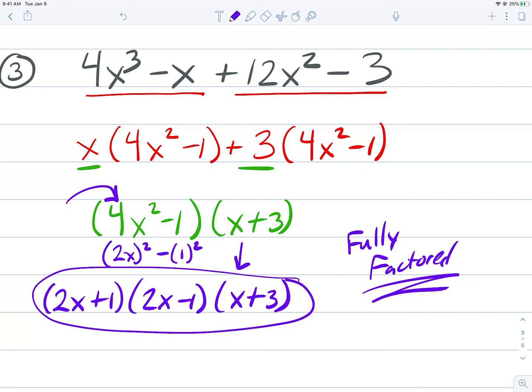Now, one more thing I want to say about the answer is those three pieces can be in any order. So just because my answer says 2x plus 1, then 2x minus 1, then x plus 3, doesn't necessarily mean yours can't be in a different order. As long as you have the same pieces, your answer is correct.